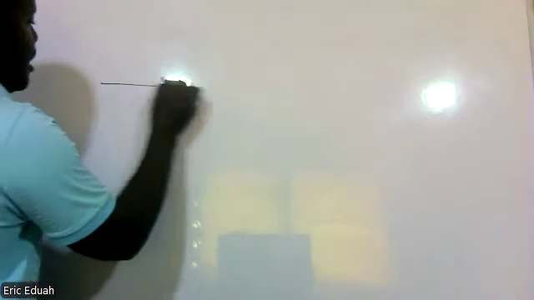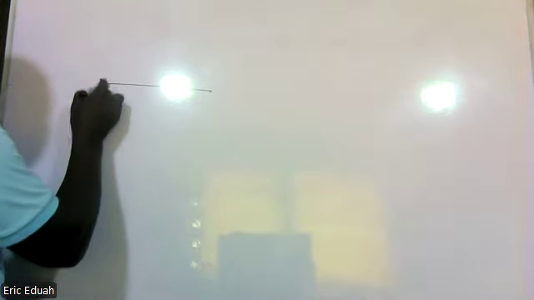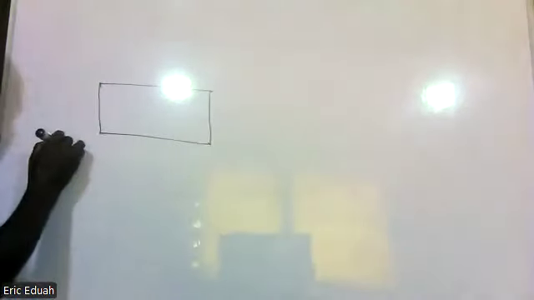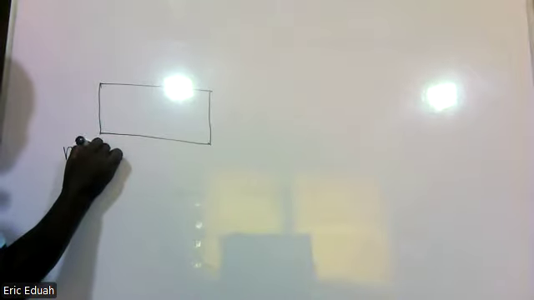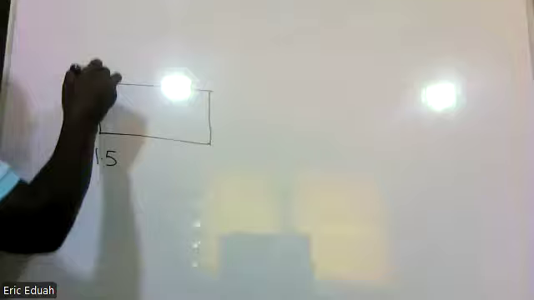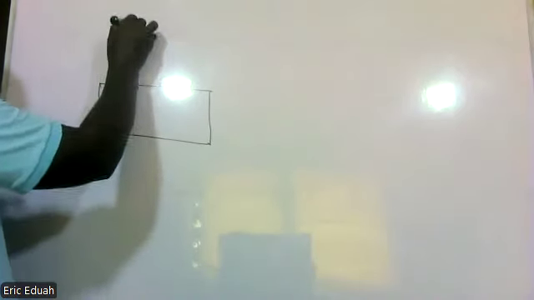Who attempted that question with a test? So we have a ray of light incident on a rectangular prism. We are being told that the refractive index of this is 1.5. So a ray of light is incident on it, and this is the normal.